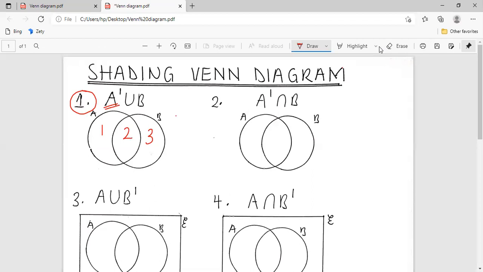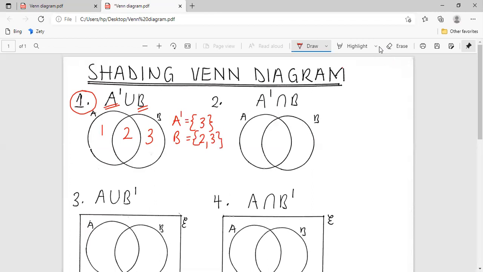This is telling us set A complement. And we know that A complement means everything outside of A. So when you look at the circle of A, everything which is outside of A is chamber number 3. So for set A complement, we shall have only chamber number 3. Then let's look at set B. If you look at the circle of B, we have 2 chambers, chamber number 2 and also chamber number 3.